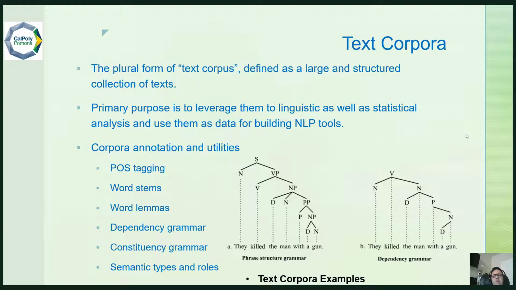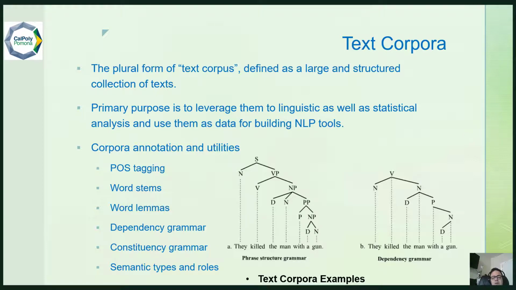And the primary purpose is to leverage them for linguistics as well as statistical analysis, and use them as data for building NLP tools. So we need to have some basis for NLP tools, otherwise it would be very difficult to handle a lot of textual information. So we use text corpora annotation utilities, we add tags or part of speech tagging to them, we create word stems, word lemmas, we create dependency grammar, constituency grammar, and semantic types and roles.